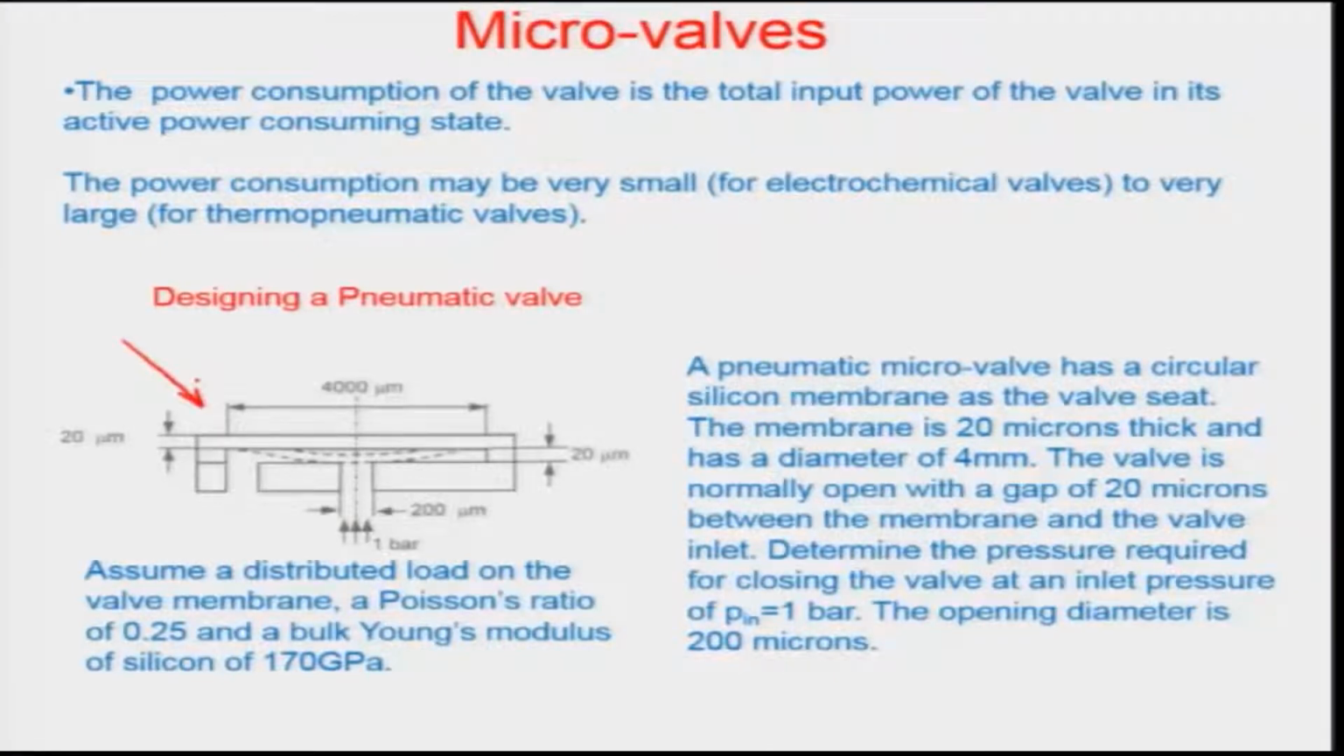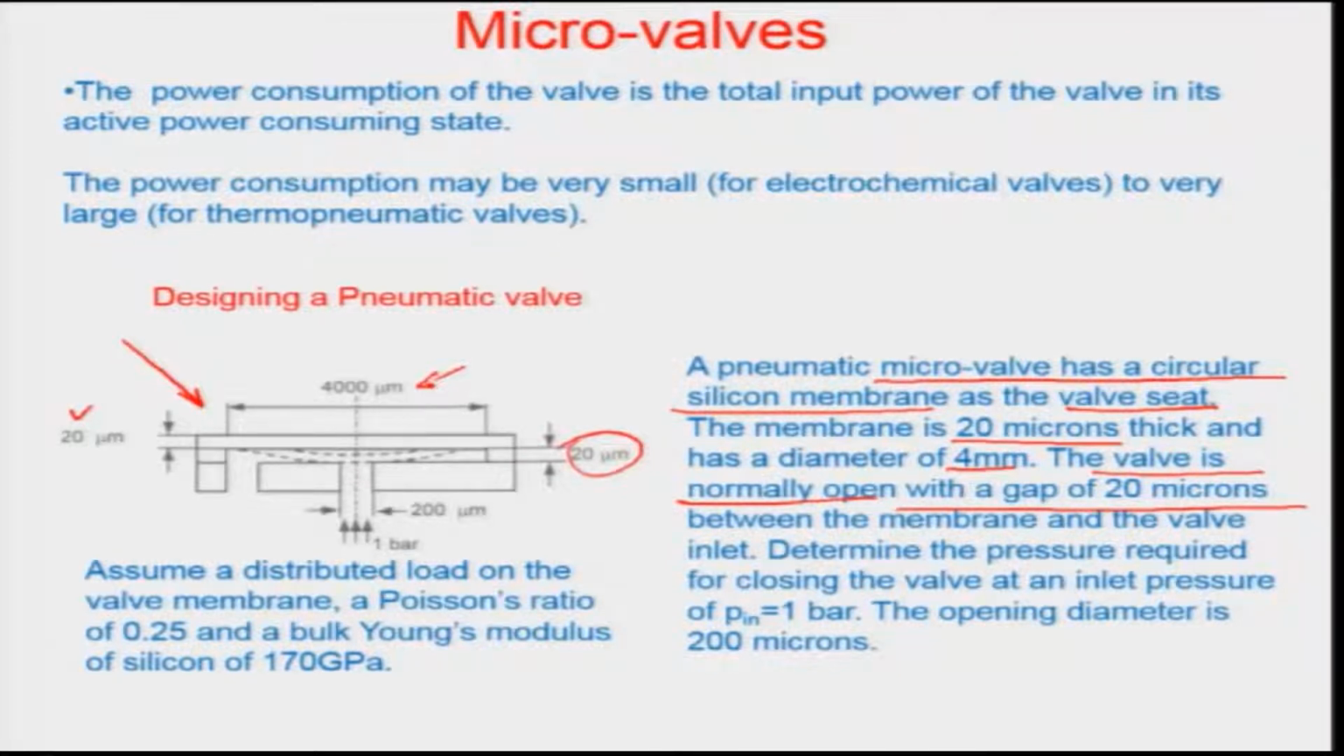So we were talking in the last lecture about the microvalve design shown and represented in this diagram right here. Some of the parameters are these: the microvalve has a circular silicon membrane, which acts as a valve seat. The membrane is about 20 microns thick, as given right here, and has a diameter of about 4 mm, 400 microns, and the valve is normally open with a gap of 20 microns. So this distance right here is 20 microns when it is normally open, between the membrane and the valve inlet.